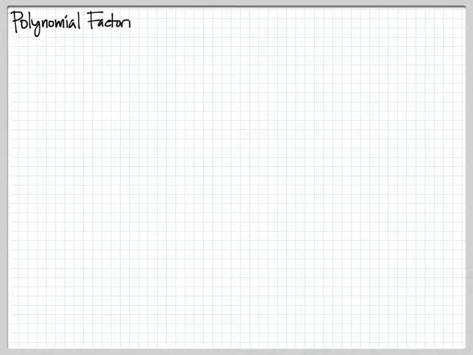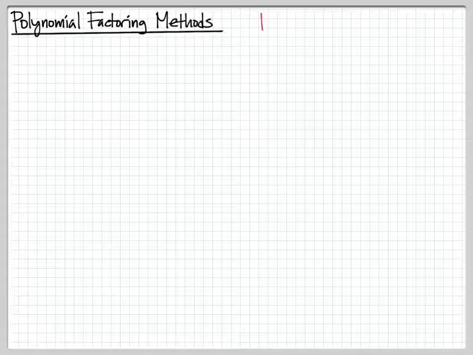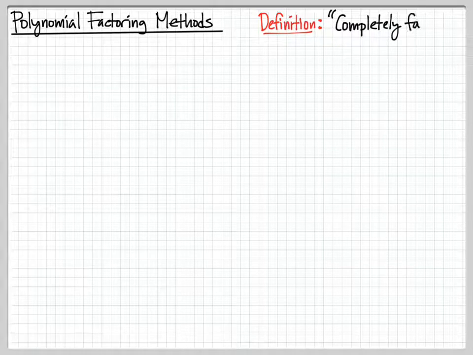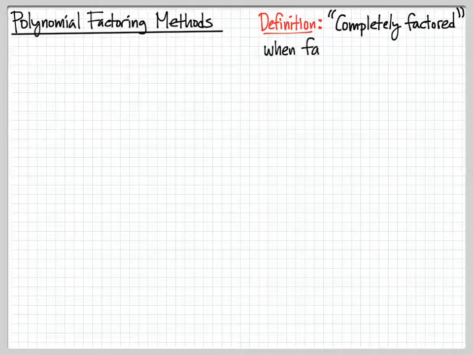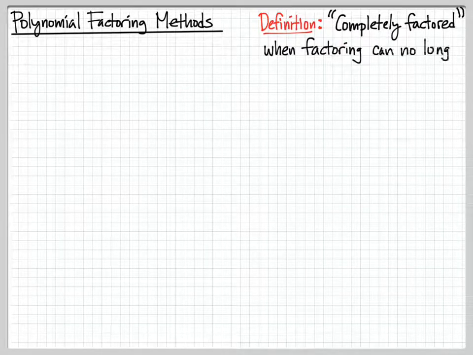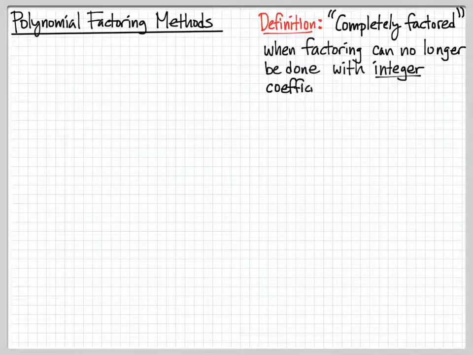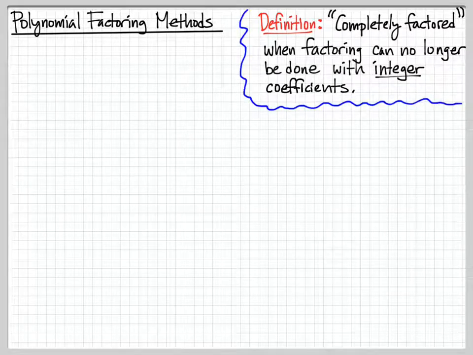When we factor polynomials, there are actually 4 different methods that we're going to be looking at, and it's a little bit of a challenge where we have to figure out which one of the methods to apply. It's not always obvious, but there's some things that we can look at that will help us. Let's start with a definition. For a polynomial to be completely factored, it means that we can no longer continue factoring with integer coefficients. There's nothing else we can do.